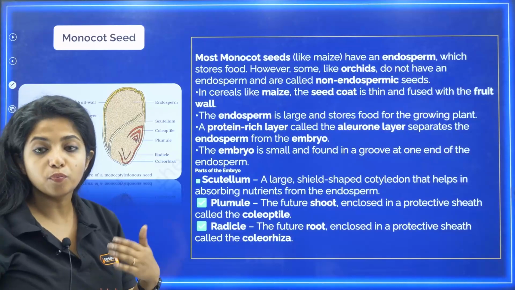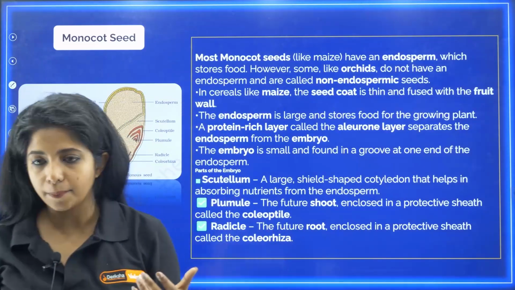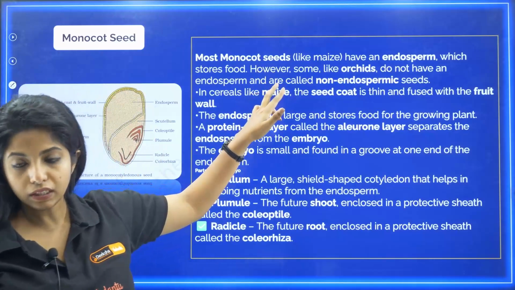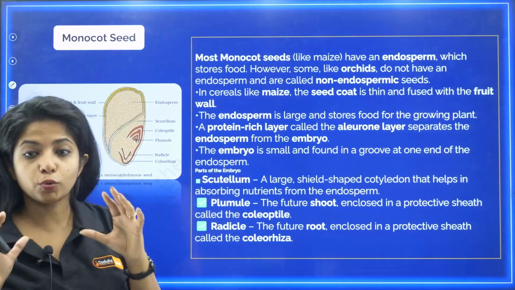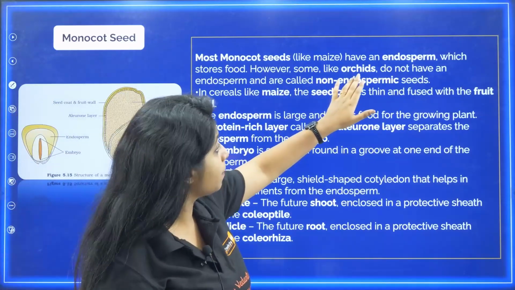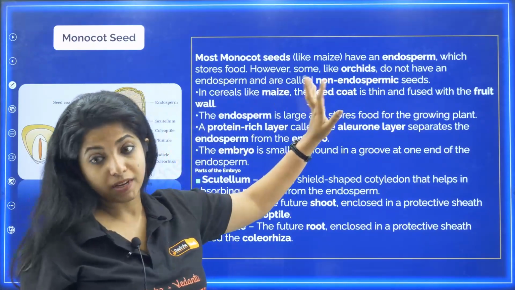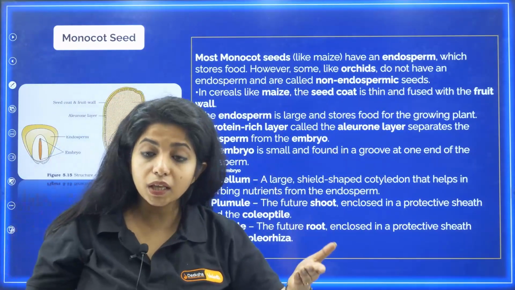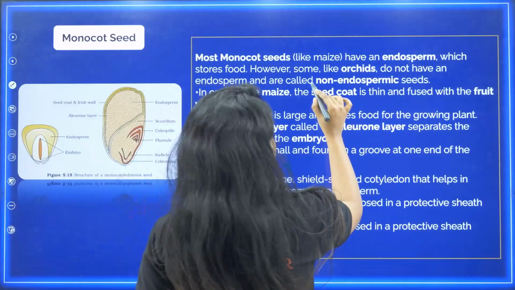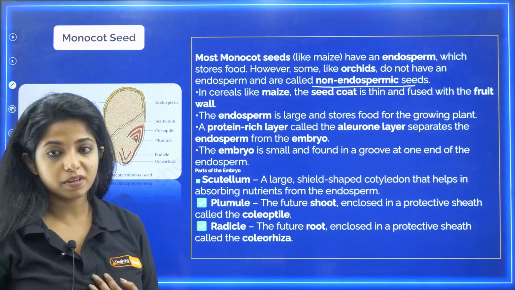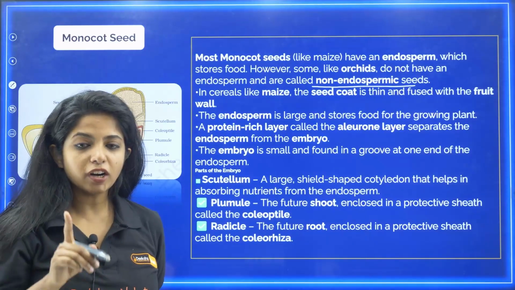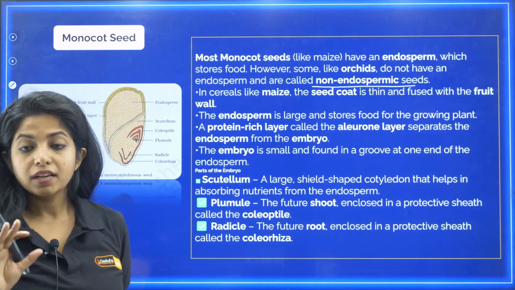Now talking about the monocot seed, what is unique about them? Most monocot seeds have an endosperm which stores food, and they will have their own cotyledon also. Please remember that. However, some, like orchids, do not have endosperm. So that is unique. Even after being a monocot, it does not have endosperm left, that is why we categorize it under non-endospermic seeds. But please remember, it is a monocot. It is not a dicot. It is an exception that you have over there, such as the orchid.